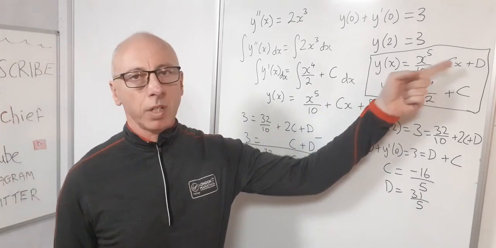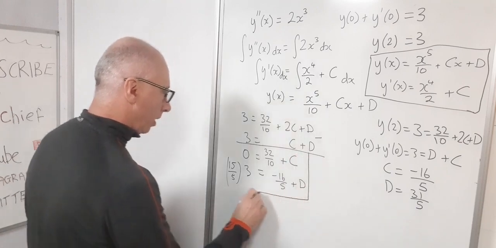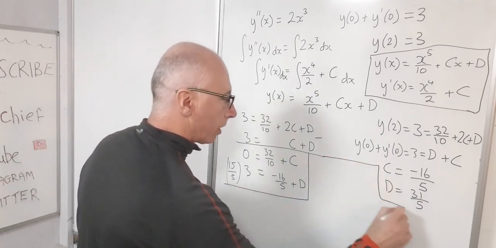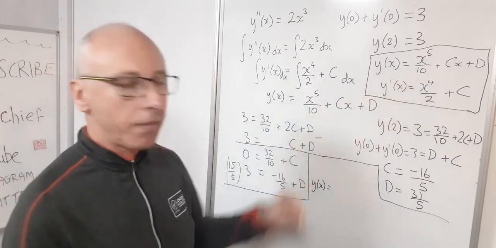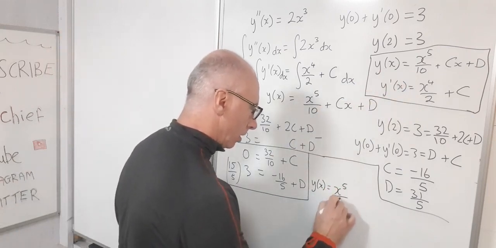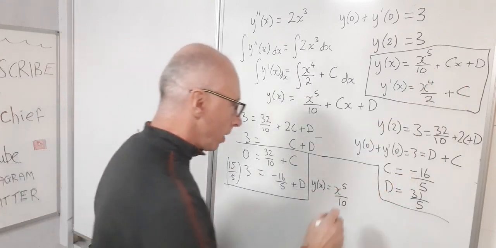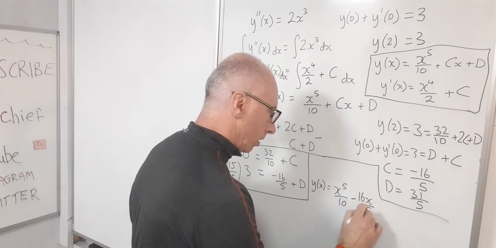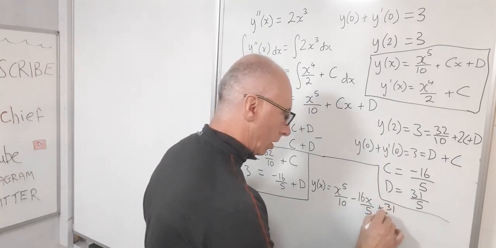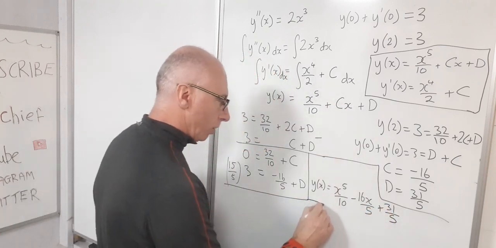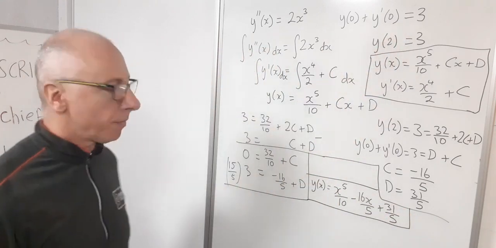Okay, now we're ready to put in our solution for y(x). So let's box this off here. y(x) equals x to the 5 over 10 plus c times x, which is now minus 16x over 5, and plus d, which is 31 over 5. So that is my solution for y(x) with my conditions.